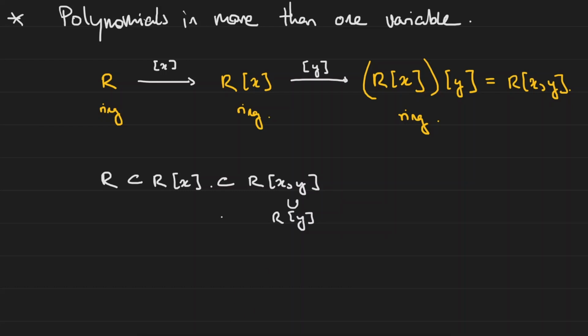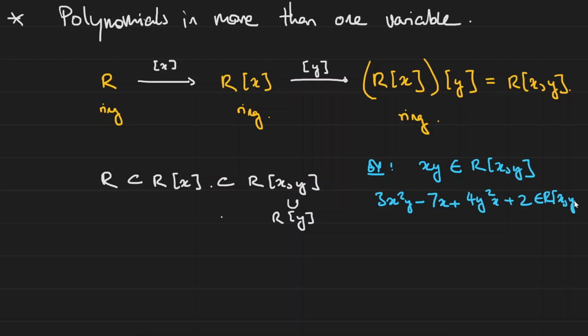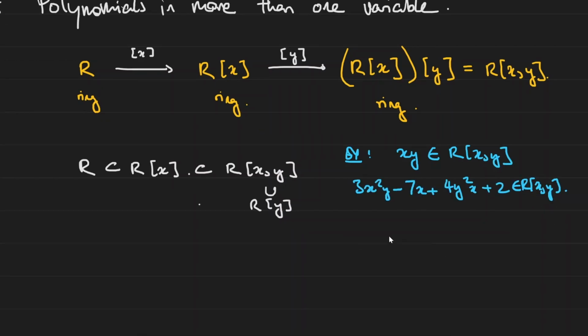So if you want an example of what objects in this ring would look like, well, it's basically combinations of x's and y's everywhere. So you could have, for instance, xy, this is in R adjoin x, y. And basically, it's all linear combinations of elements of the form x to the a and then y to the b.